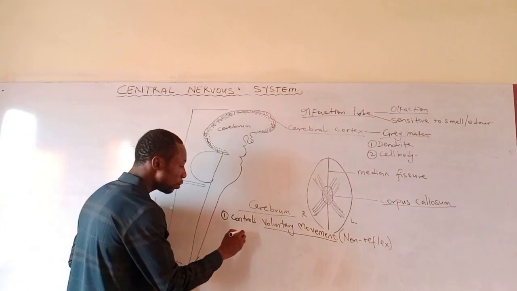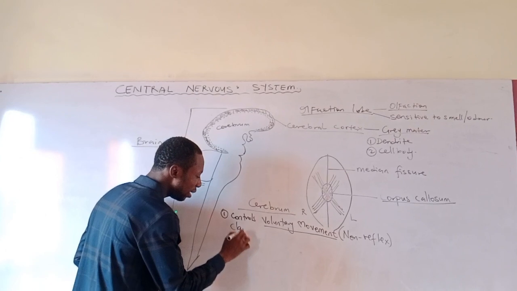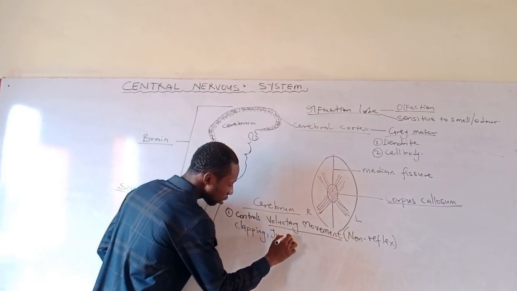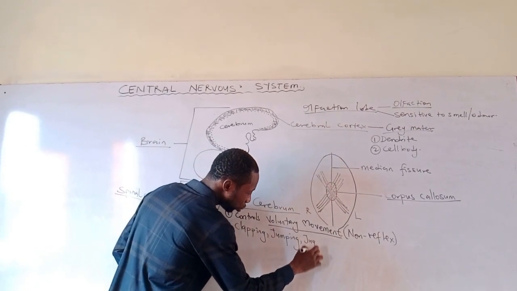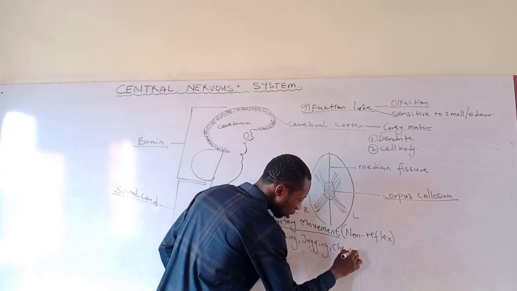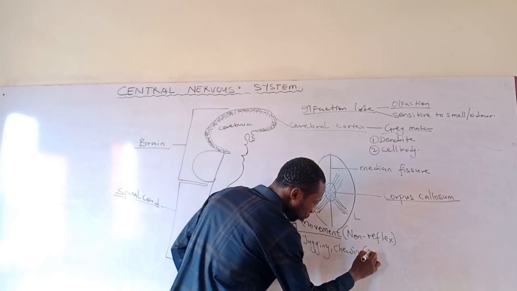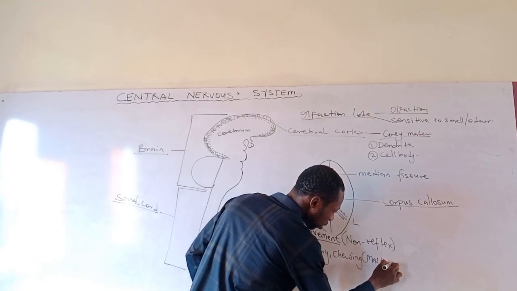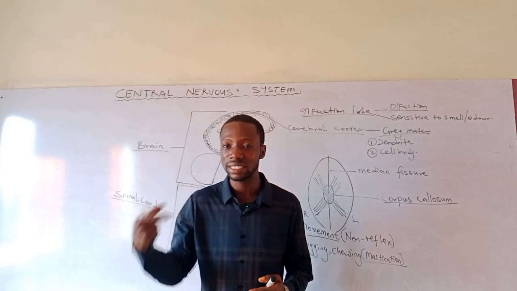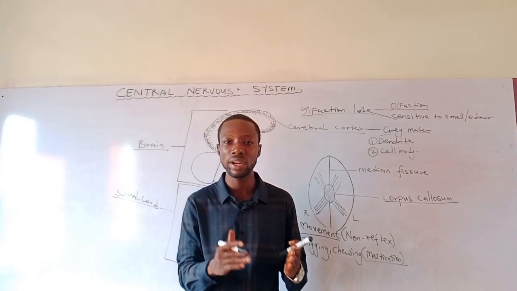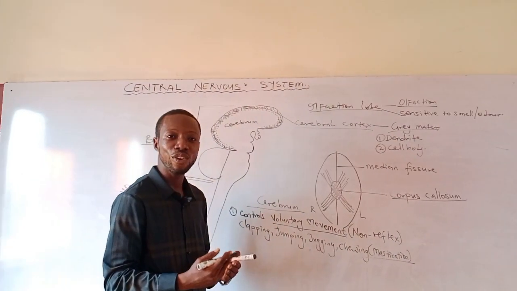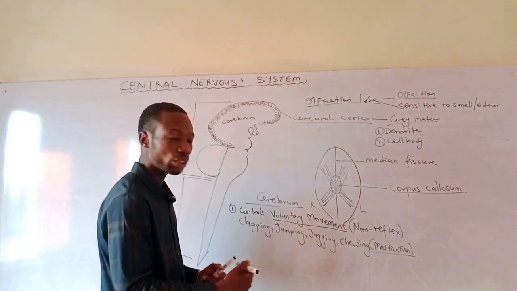Alright? Examples of voluntary movement include clapping, jumping, jogging, chewing. You can as well call chewing mastication. These are actions you can start or stop by yourself. They are known as voluntary actions, or you can as well call them non-reflex actions.